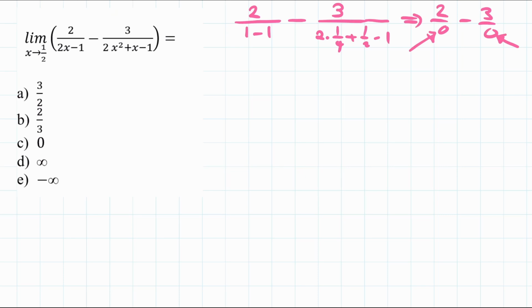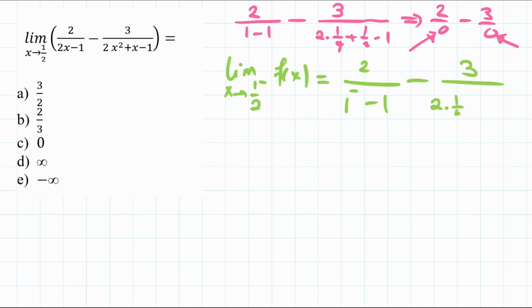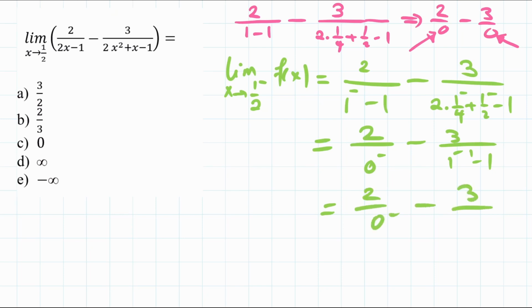The way that we do it is that we take the limit as x goes to 1/2 from the left of the function. Let's just do a direct substitution now. So this is going to go to 2 divided by (2 times 1/2 from the left, so that becomes 1 from the left, minus 1), and then minus 3 over (2 times (1/2 from the left) squared, which means 1 over 4 from the left, plus 1/2 from the left, minus 1). What that means is that this is going to go to 2 over 0 from the left, because this is 1 from the left minus 1, and in the second term, this is also 0 from the left. So this is 3 over 0 from the left.